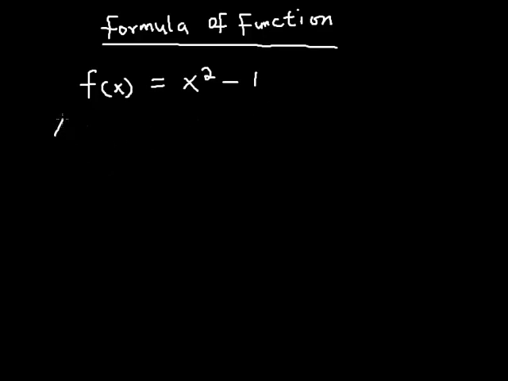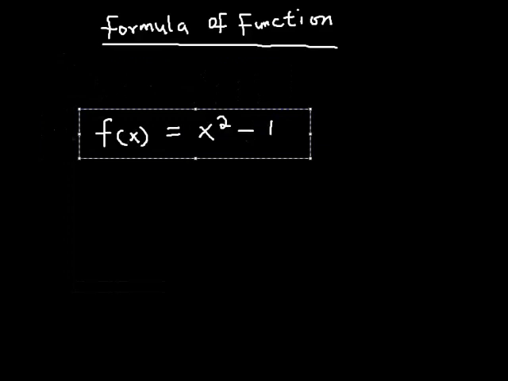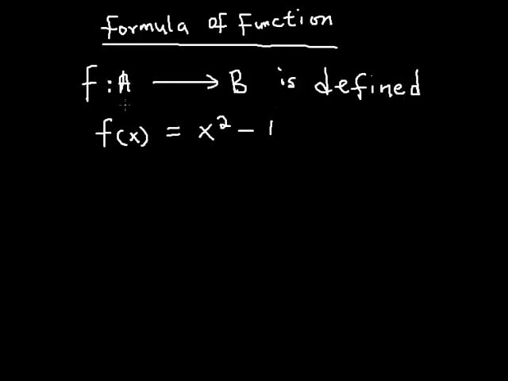So anytime you have a function, there must be a formula that defines it. Let's say this is a function that maps A to B, and it is defined by the formula. So after the statement of the function, the mapping, the set where it is mapped from and the set where it's mapped to, there must be a definition for it.